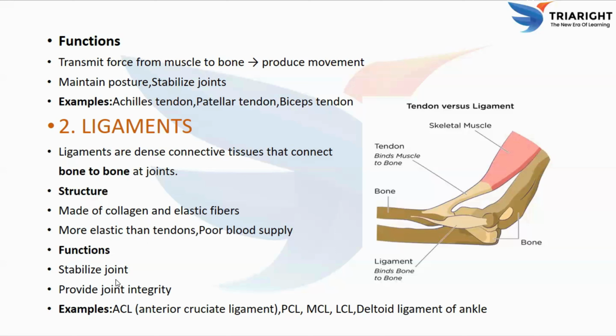ACL is nothing but the anterior cruciate ligament. It is present in the knee. PCL, the posterior one, is also present in the knee. MCL is medial and LCL is lateral. Okay.